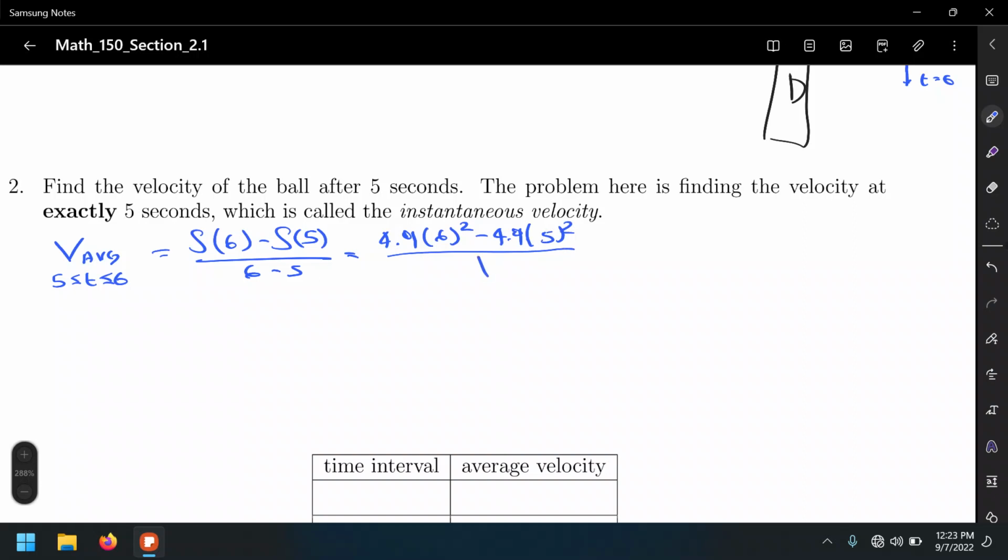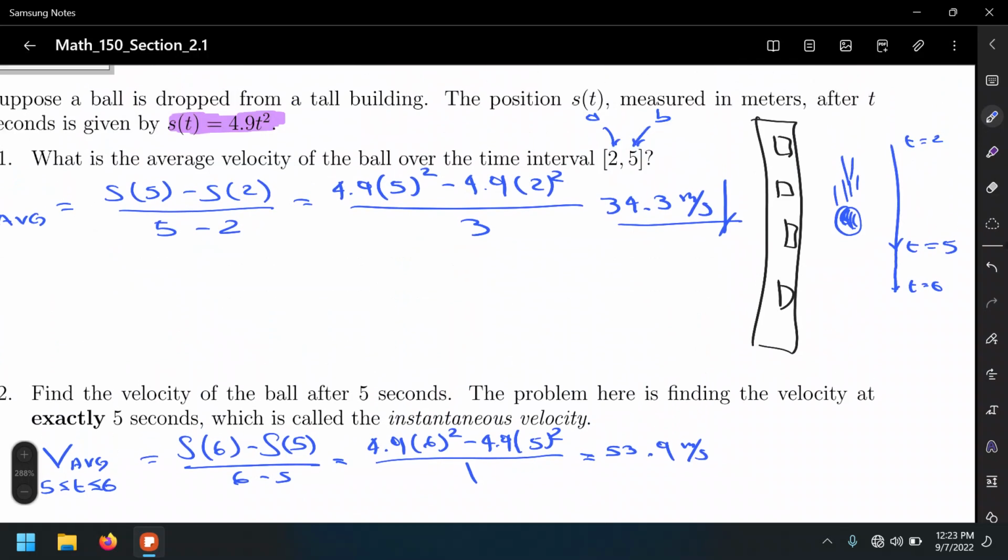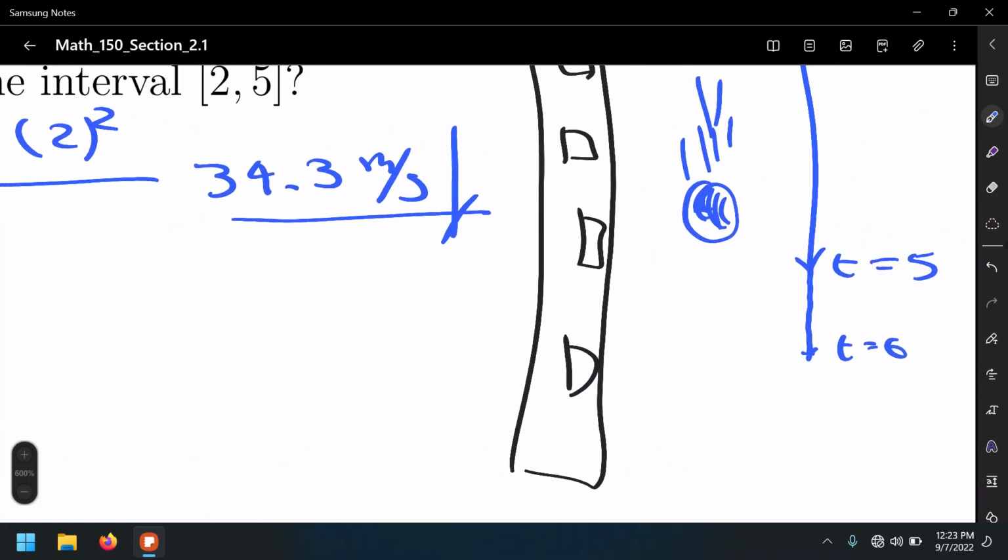Well, what about the quantity? The result for this should be 53.9 meters per second. Okay, so in this case, I'm making this interval smaller than the interval between 2 and 5, which is a larger scale interval. So I'm going to keep making this smaller and smaller every time. All right, so let me zoom it in again.